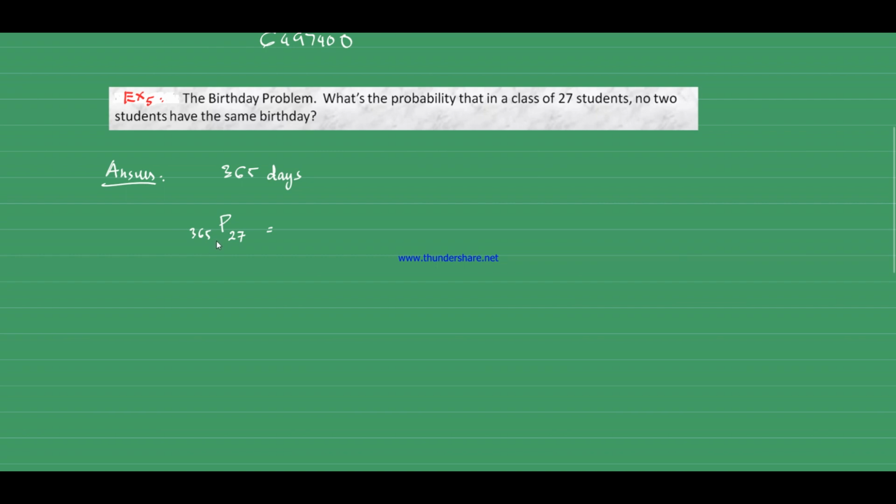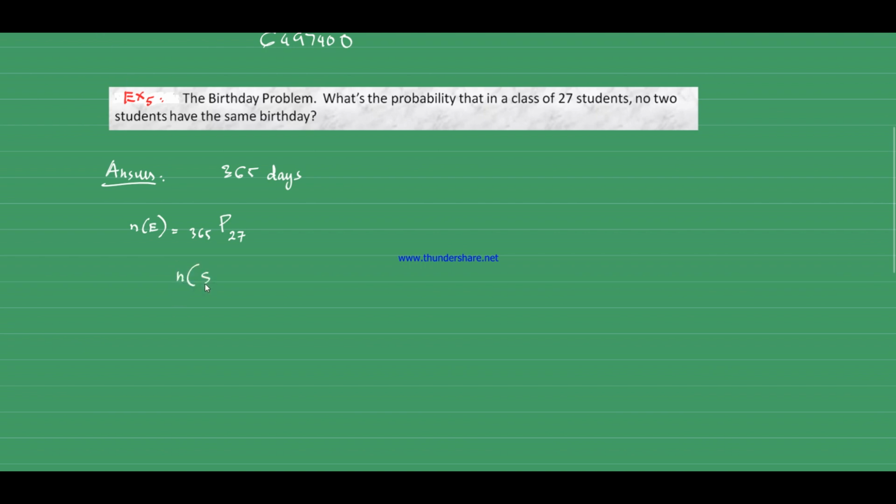Okay, so this one gives you the event set right here. Pretty big number. I just go ahead and set it up, but I'm not going to calculate it. You can go ahead and calculate, but it gives you a pretty big number. But now we need to find the sample space.